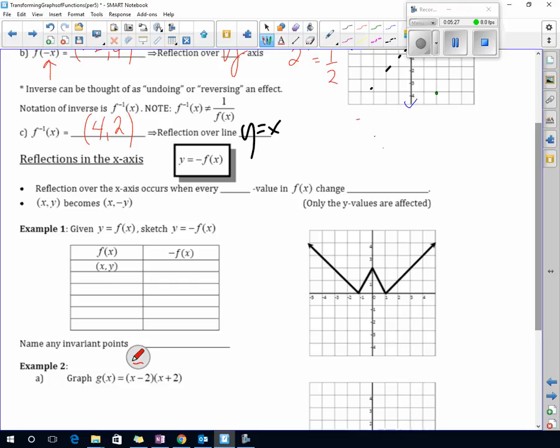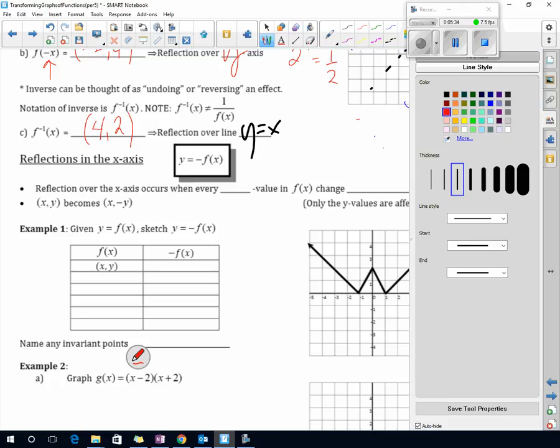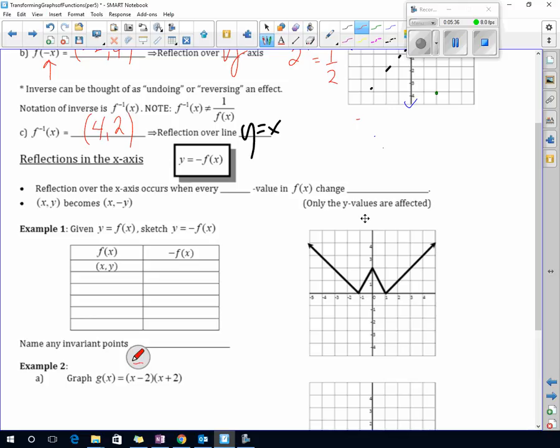What changes? The y value. And what happens? It changes sign. So if we talk about mapping notation, (x, y) becomes (x, negative y). Old point, new point, right?